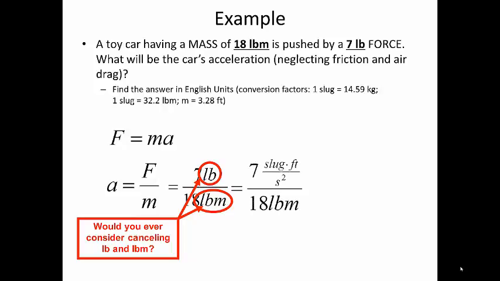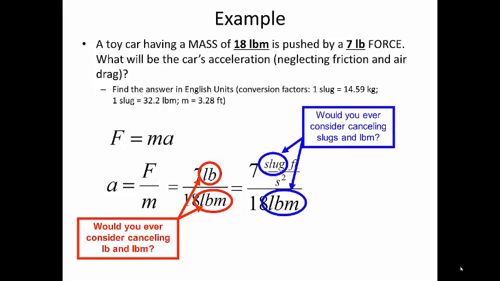We can write pounds as slug feet per second squared. So let's do that. We have 7 slug feet per second squared divided by 18 pounds mass. Now, would we ever consider canceling slugs and pounds mass? No, they're not the same unit. We have to have the same units.